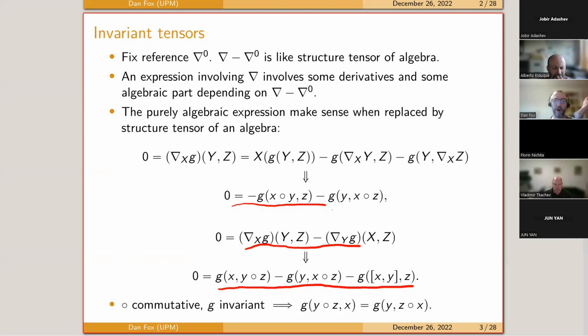And I'm actually going to focus on the special case of this. If I have a commutative algebra, then this last term here vanishes, and I'm just left with these two terms being equal. And if I'm assuming that G is symmetric, what it essentially means is this trilinear form built from the metric and the multiplication is completely symmetric. And so for commutative algebras, that's the notion that I'm going to be using. This is somehow just a general principle, and it's very naive, but it leads to a surprisingly rich class of ideas. And I'm going to try to explain a few of them today.